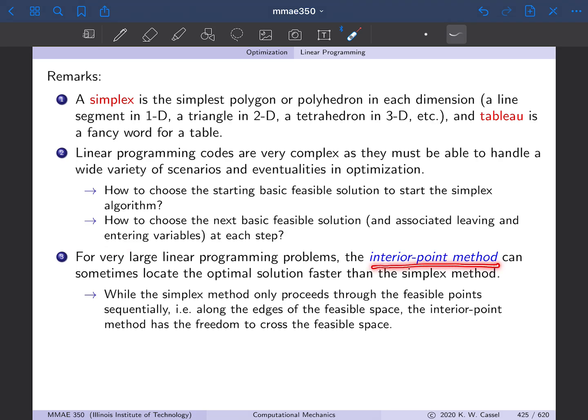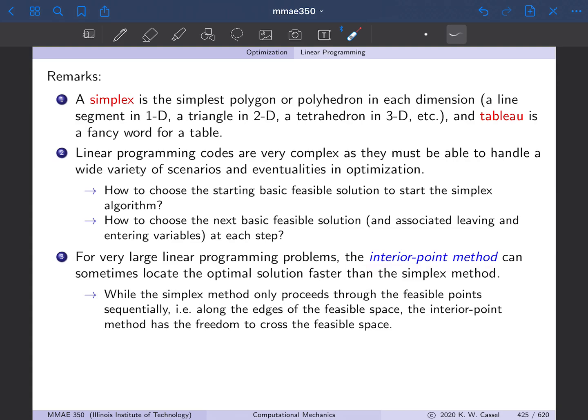It's called the interior point method, and it can take advantage of the fact that in some cases, especially when you have very, very large numbers of design variables, so you have a very, very large polygon with many basic feasible solutions, it allows the algorithm to actually go across the feasible space rather than being limited to going from one vertex to an adjacent vertex to an adjacent vertex. So in principle, obviously, it makes sense that that could be faster.